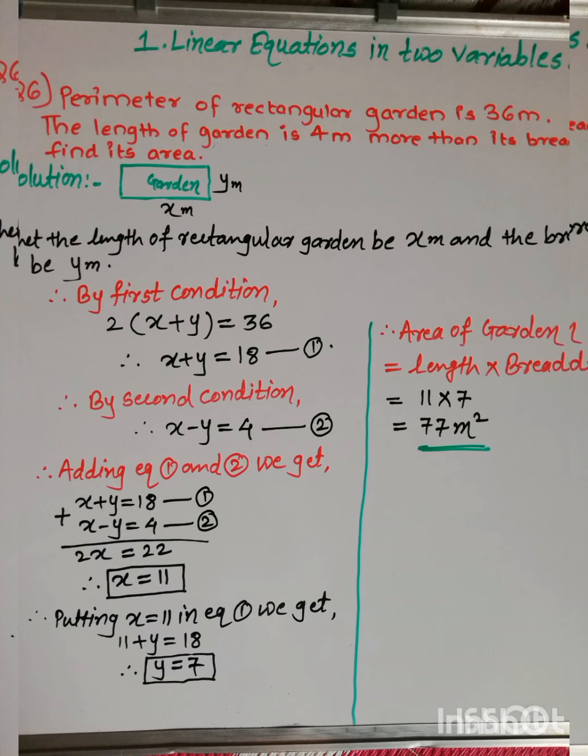Then after adding both the equations, we get x is equal to 11, and after resubstituting the value of x in that equation, we get y is equal to 7. So here we have length is 11 meters and breadth is 7 meters. The question is to find the area of the garden. As it is a rectangular shape, we have to use the formula of area of rectangle, which is equal to length into breadth. So area of garden is equal to length into breadth, which is equal to 11 into 7, is equal to 77 meter square. Understood?